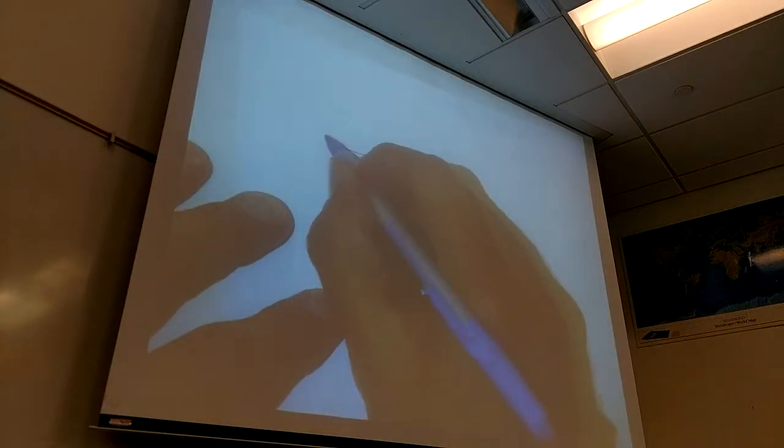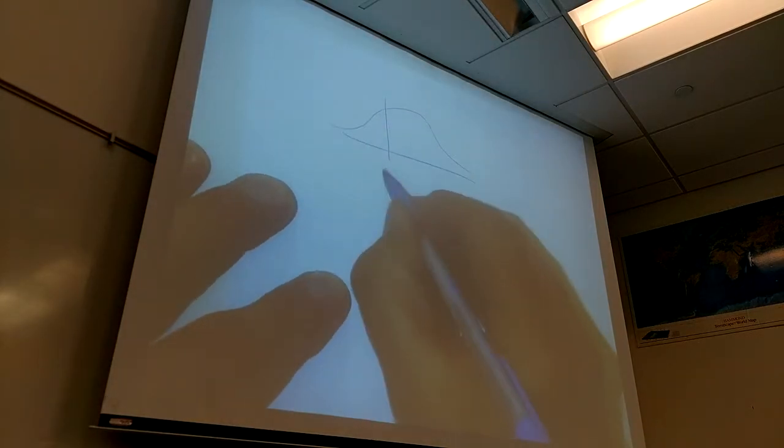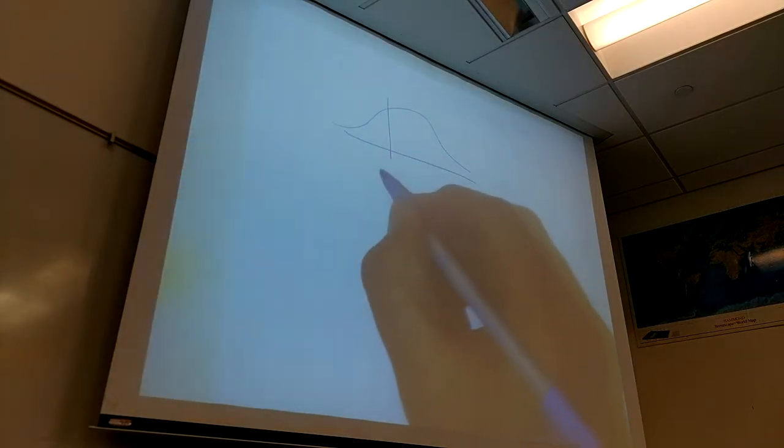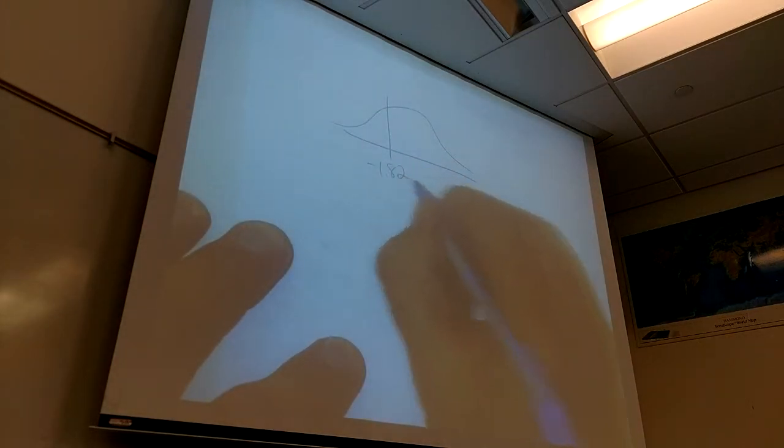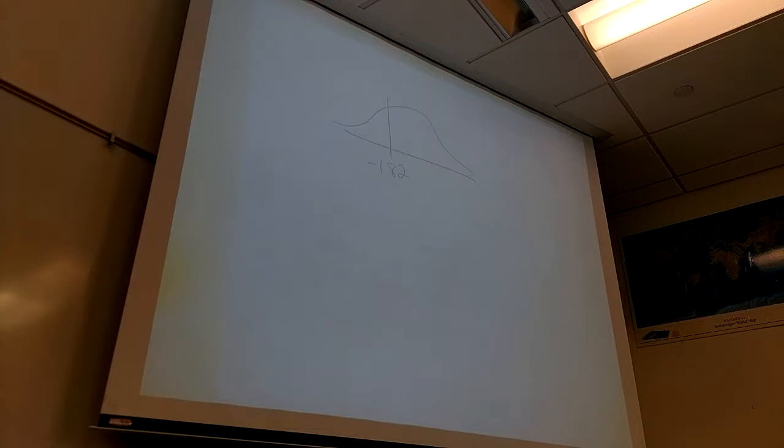So let's do an example. If I have a normal distribution and I want to know what area is below a z-score of negative 1.82, or I could say, what's the probability that a z-score is below negative 1.82? So if I had a normally distributed test grade, what's the probability your z-score is less than negative 1.82? And that would be a bad place to be.